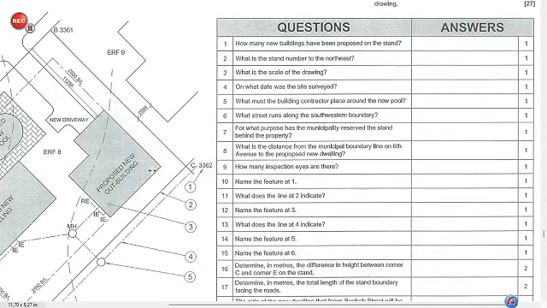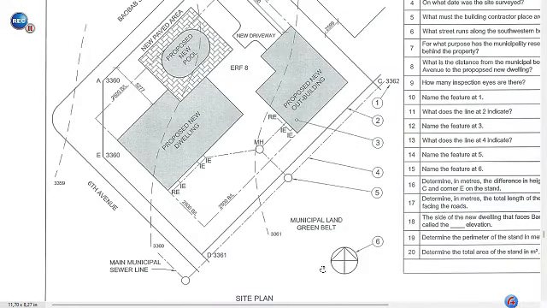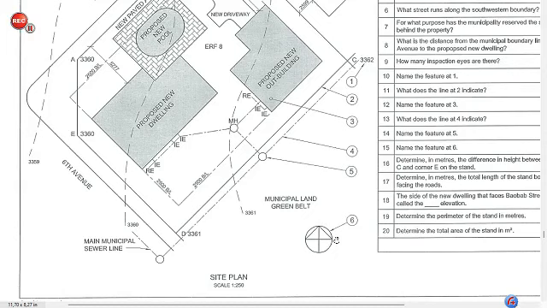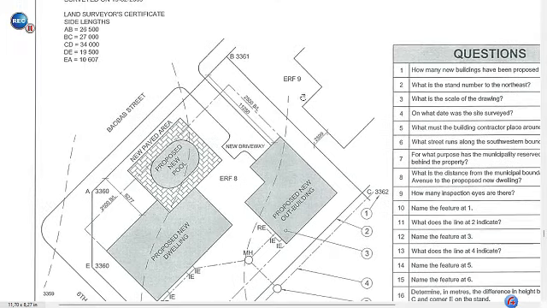Question number 2, what is the stand number to the northeast? To answer that specific question, you have to look at this specific north direction symbol. So if you place that in the middle here, you will find that north is at the top. This is south. On this side we have west, and that we have east. So if you look in between the north and the east, you are going to find this Erf number 9, which is going to be your answer. So Erf number 9 is going to be the answer to number 2.